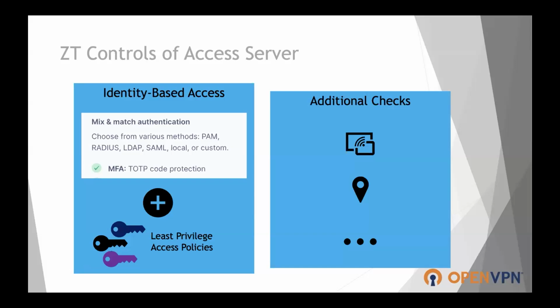Then on top of that, you can have additional checks. Additional checks here can be device identity, so you allow only authorized devices to connect. It can be based on location or IP address, so that you allow only VPN connections from specific IP addresses to be established. And the way we implement these additional checks is by a mechanism called post-auth. It's a script-based mechanism, so there is no limit to the types of checks that you can perform.